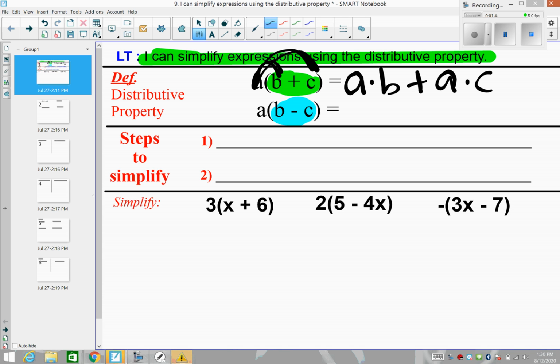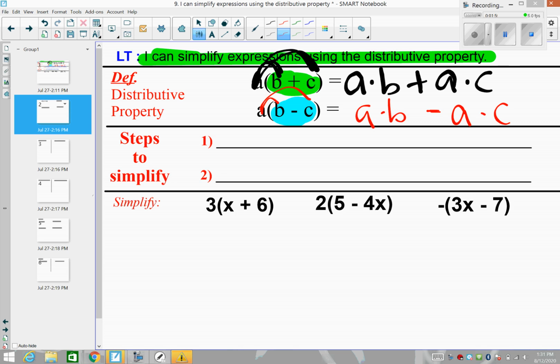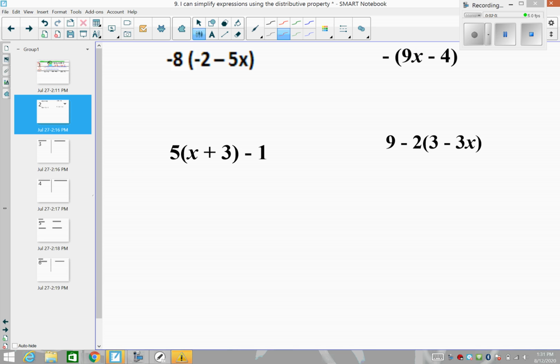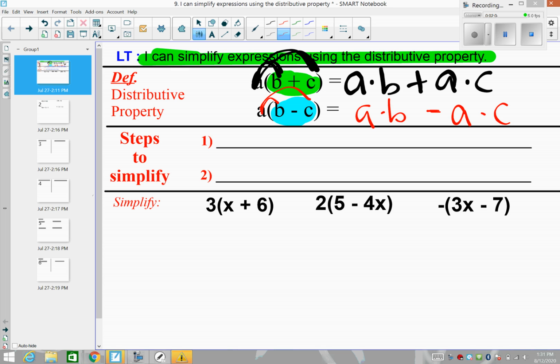We keep the sign on the inside. Likewise, if it were subtraction, we would multiply A times B. We'd keep the sign in the middle, and then we would multiply A times C. So the steps to simplify: we're going to multiply the number on the outside to each number on the inside. And then after that, we simplify. So things like combine like terms or any sort of combination of things that we are able to do.